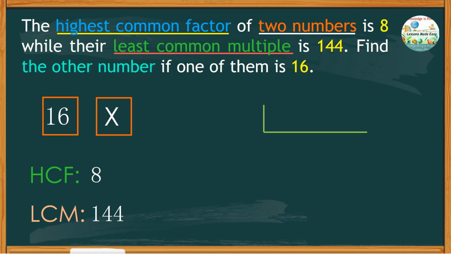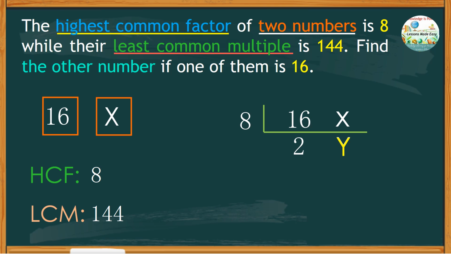Let's use the division method for this one. 16 and the unknown number, which is x, have a common factor of 8. Therefore, the factor pair of 8 to come up with 16 is obviously 2. For the unknown number, the factor pair of 8 is also unknown. Let that number be y. And to get the value of x, we must first solve for the value of y.